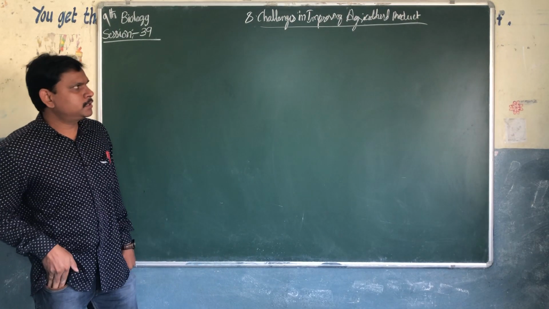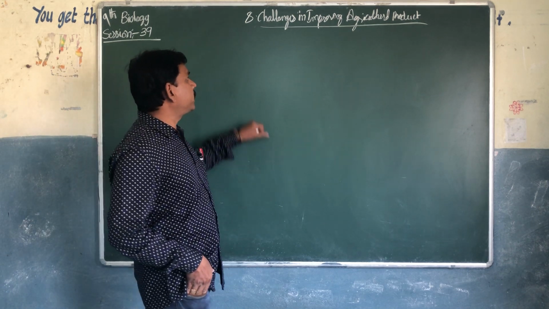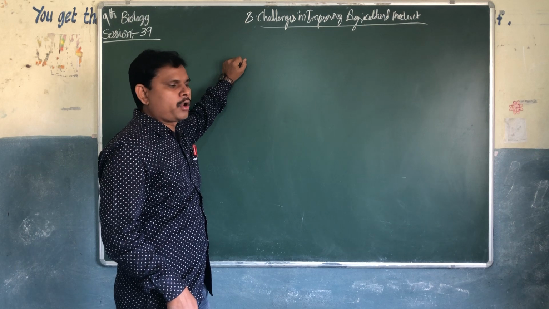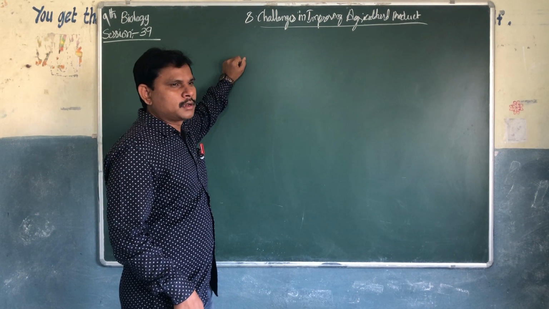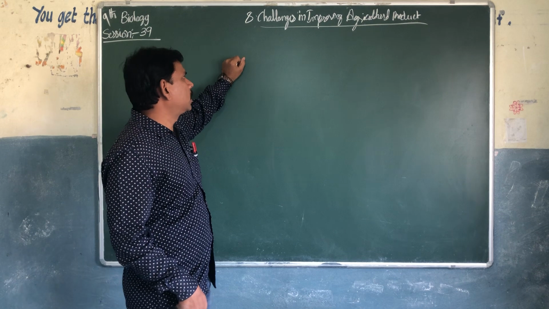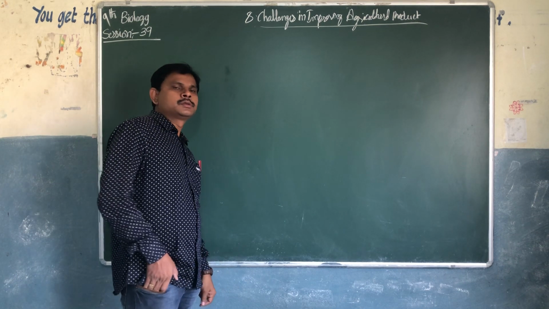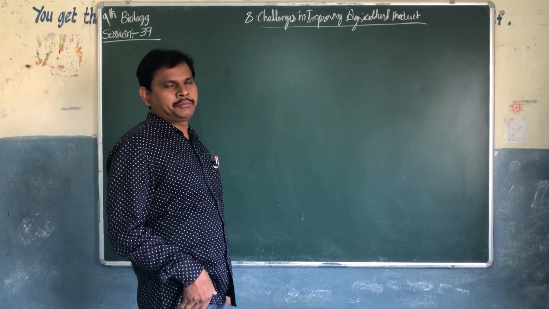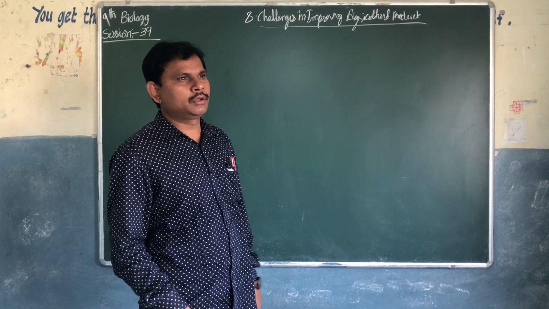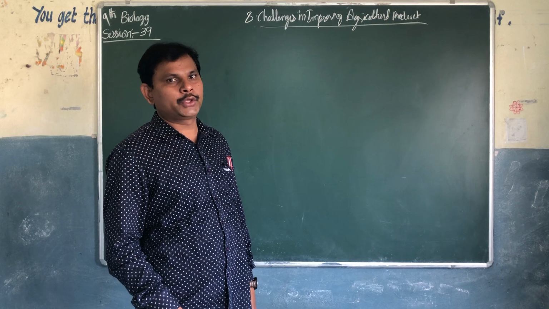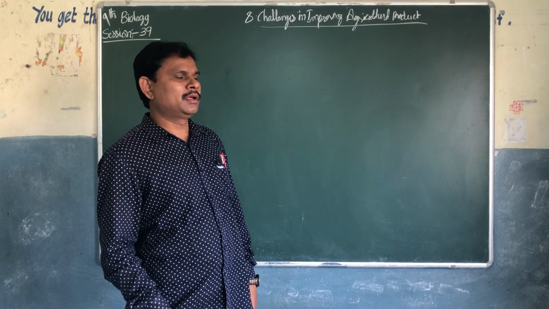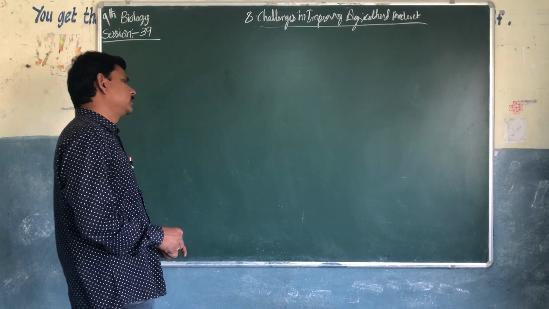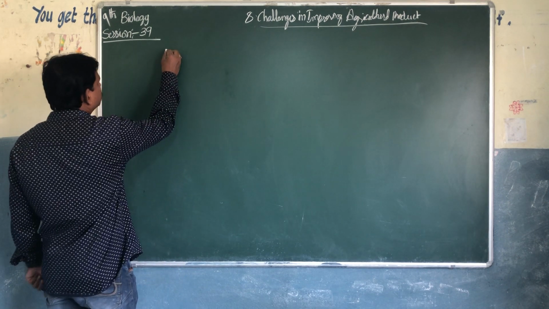Hi students, we are discussing unit 8, challenges in improving agricultural products. In the last class, we discussed organic manures. What is the percentage of nitrogen in green manures? We also discussed root nodules in legume plants. Today in class we are going to discuss vermicompost.